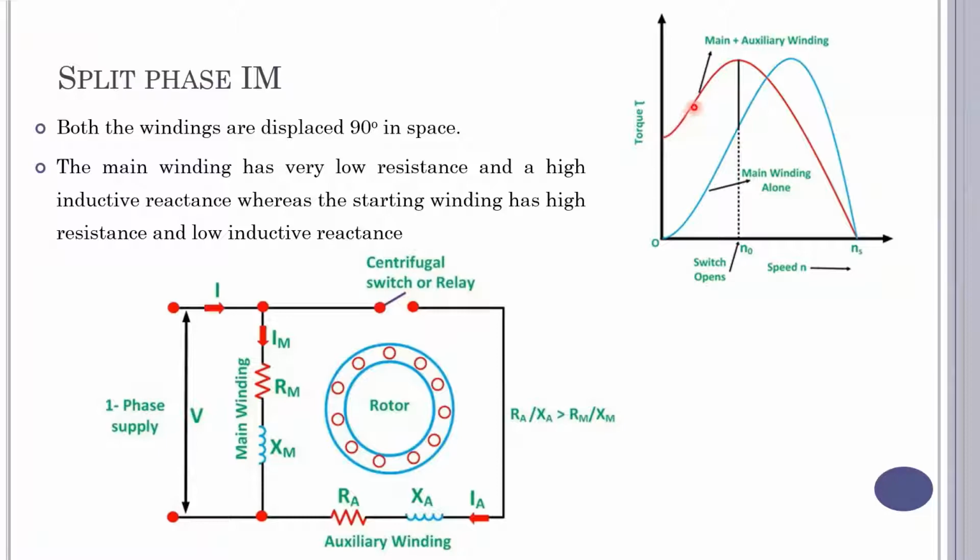So at the beginning, we have both the main and the auxiliary winding connected to the circuit. And at the point when our centrifugal switch opens, the characteristic switches and this characteristic will be followed. So this is the characteristic of a single phase induction motor which has the main winding alone.